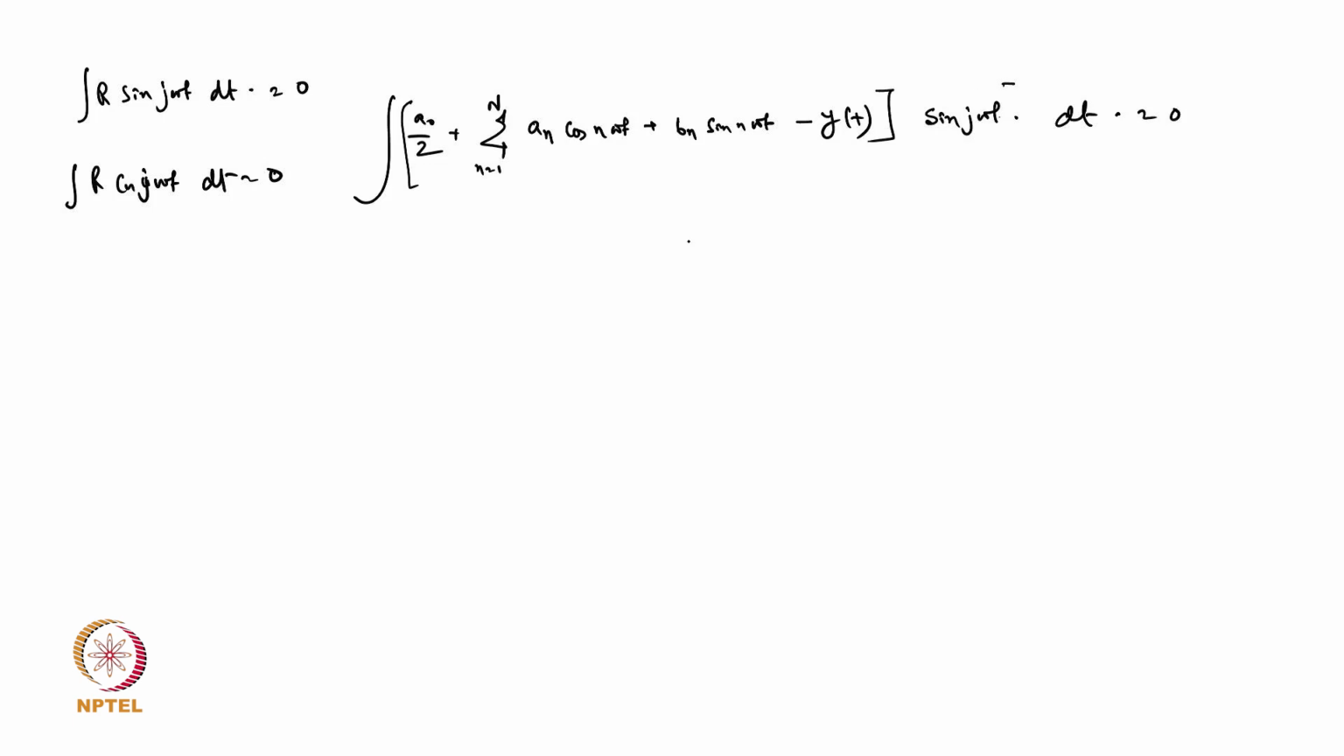Quite complicated. Like last time, we do not have that sin j omega t, now we have that. So now if we see what will happen, a0 by 2 sin j omega t dt. I will also rewrite it this way, 1 by 2 this into a0.